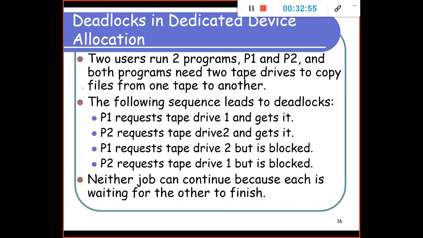Okay, now we go to the deadlocks in, I think this is number 3, yes. Deadlock in dedicated device allocation. Two users run two programs, P1 and P2, and both programs need two tape drives to copy a file from one tape to another. Just imagine your hard drive, maybe copying from your thumb drive to your SSD or something else.